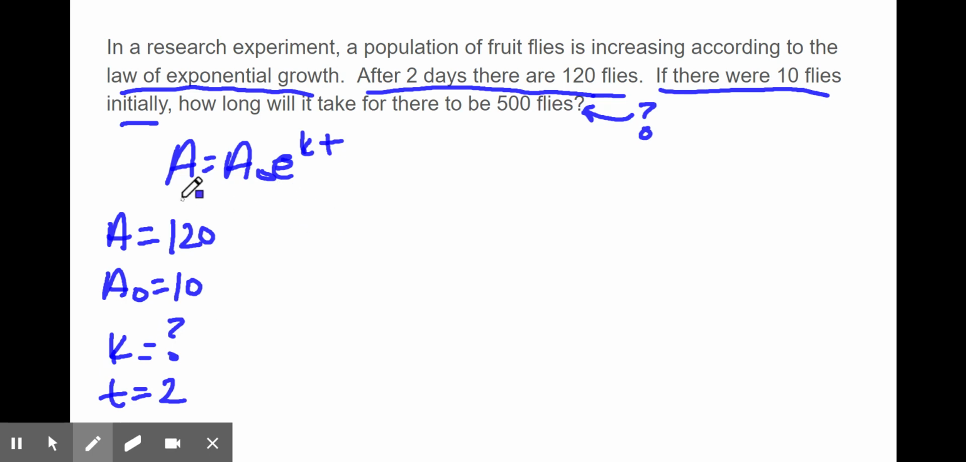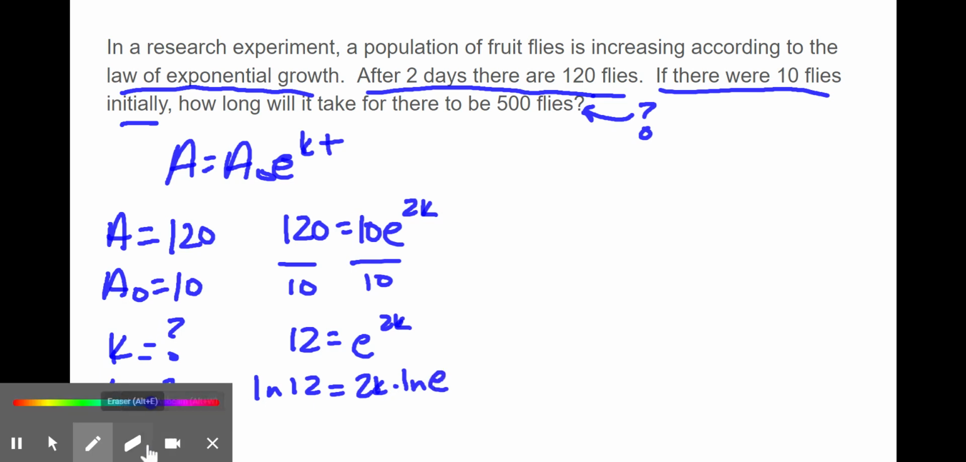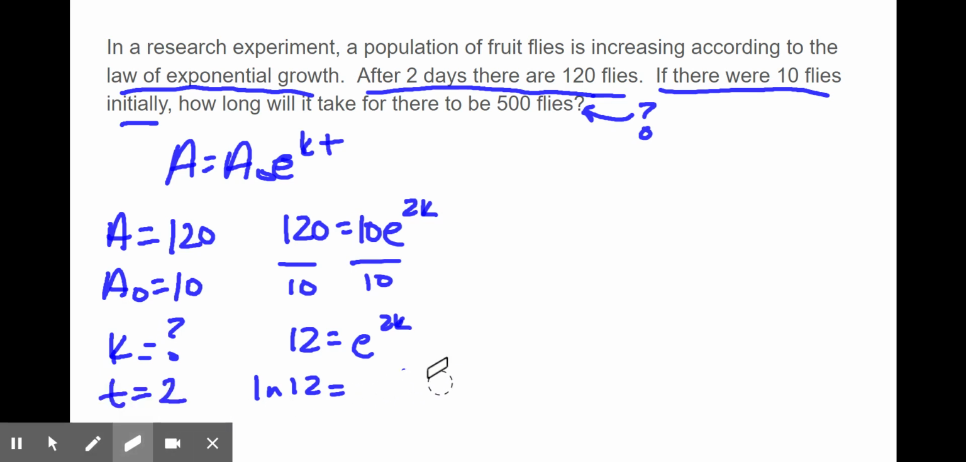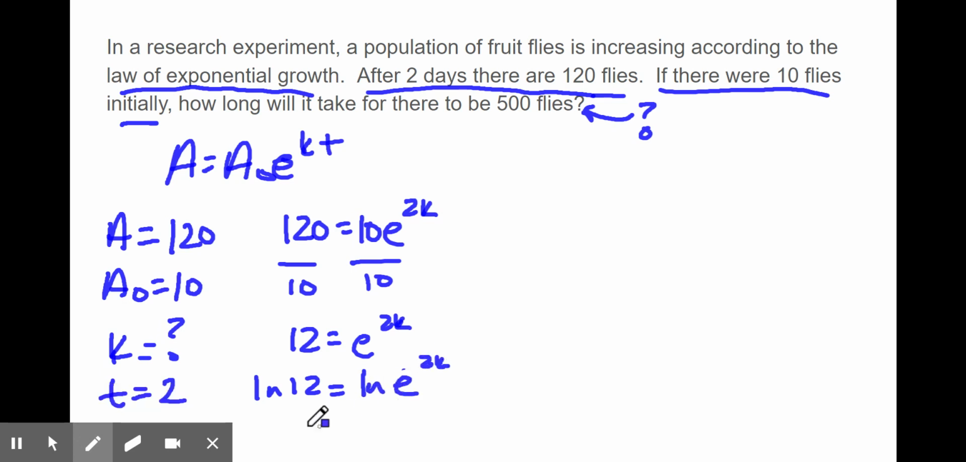So we have our equation, A equals A naught e to the kt. So we would have 120 equals 10 e to the 2k. We've got to solve for k, so divide by 10 on both sides. We get 12 equals e to the 2k. Take the natural log on both sides to get the power down. So we have ln 12 equals ln e to the 2k. That lets us put the power in the front, so we have ln 12 equals 2k ln e.